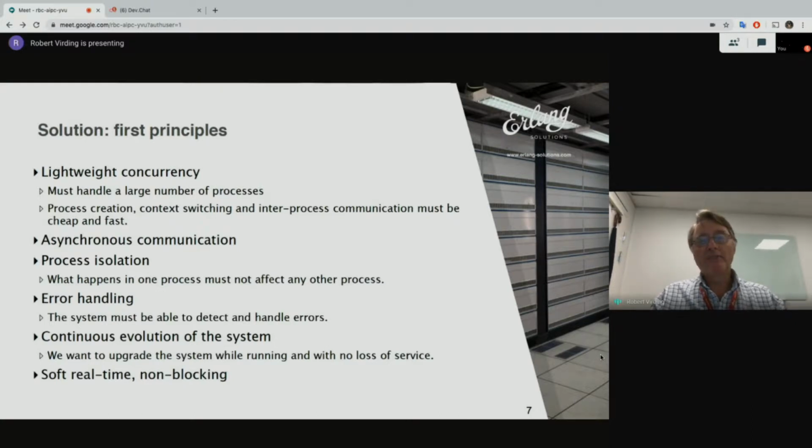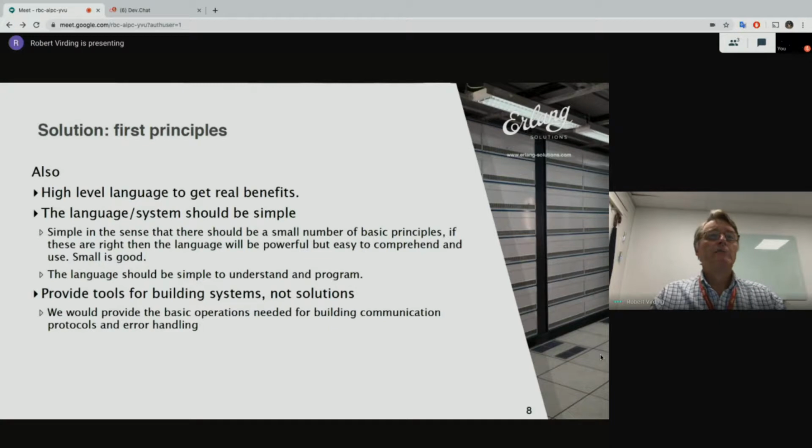So it was a real-time system, but if you occasionally missed the real-time, it wasn't too bad, but you were not allowed to block. We also discovered after our experiments, we need some form of high-level language to get real benefits. Remember this, we're talking now late 80s, right? So Ada was considered a higher level language.